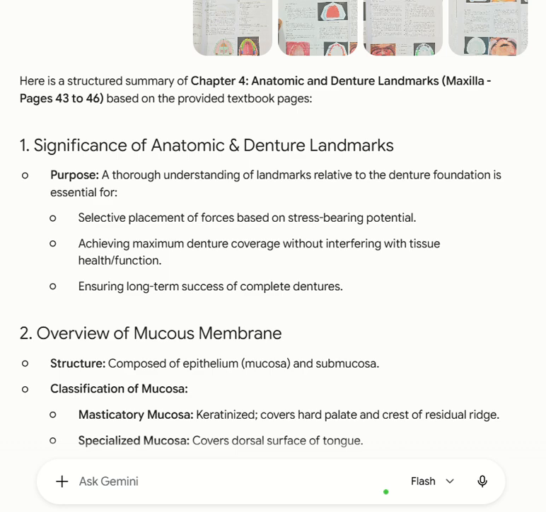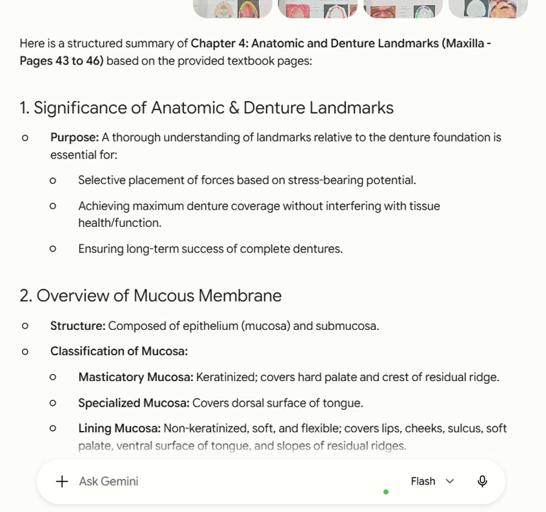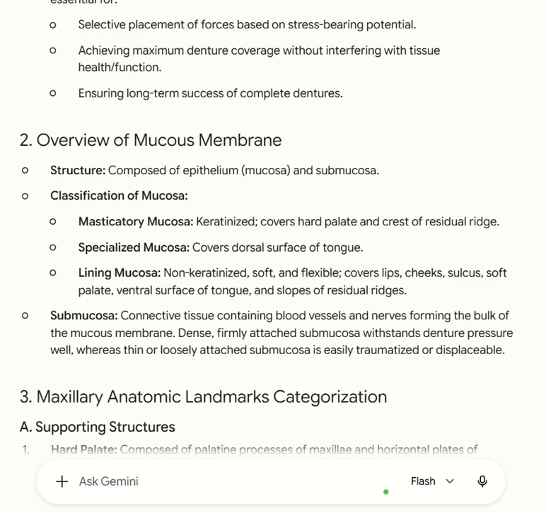2. Overview of mucous membrane. Structure: composed of epithelium, mucosa, and submucosa. Classification of mucosa: masticatory mucosa, keratinized, covers hard palate and crest of residual ridge. Specialized mucosa: covers dorsal surface of tongue.